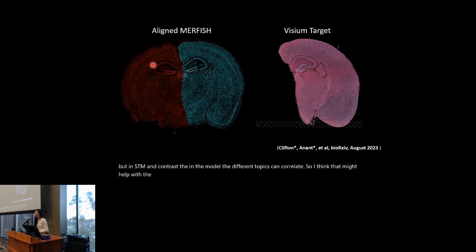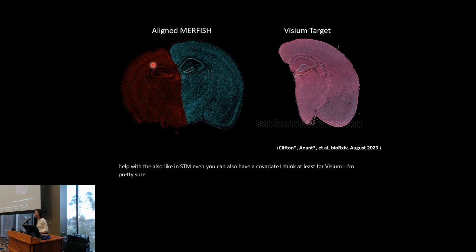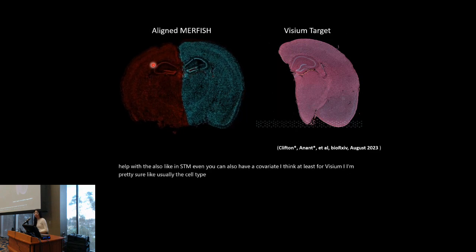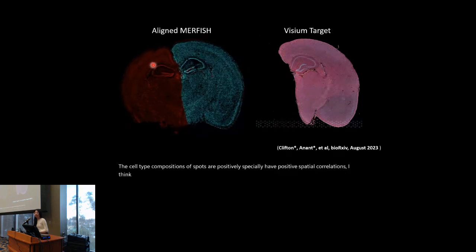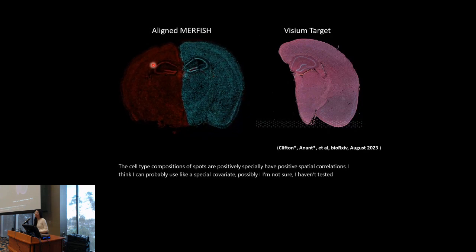Also, in STM, you can have covariates. At least for Visium, I'm pretty sure the cell type compositions of spots usually have positive spatial correlation. So I think you can probably use a spatial covariate. Possibly, I'm not sure. I haven't tested it, but just a comment.